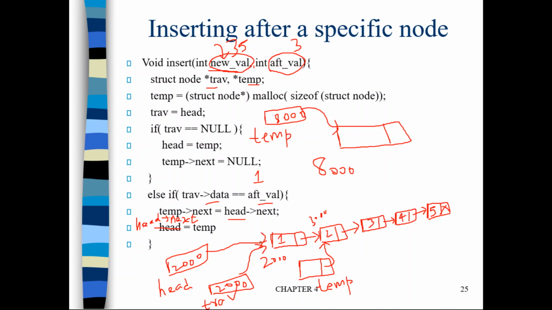What is head arrow next? This is head arrow next, and that will be equal to temp. It means this is pointing here, so no more is this pointing there.